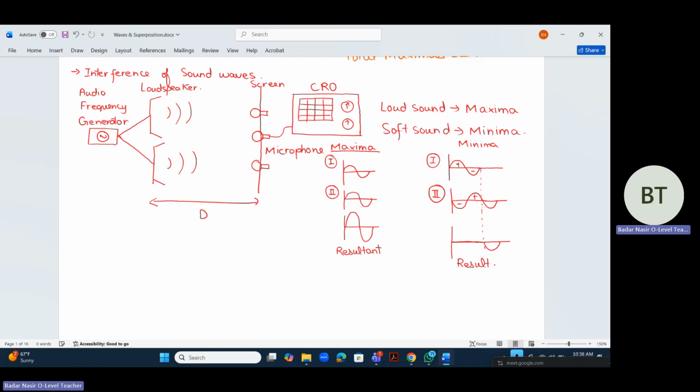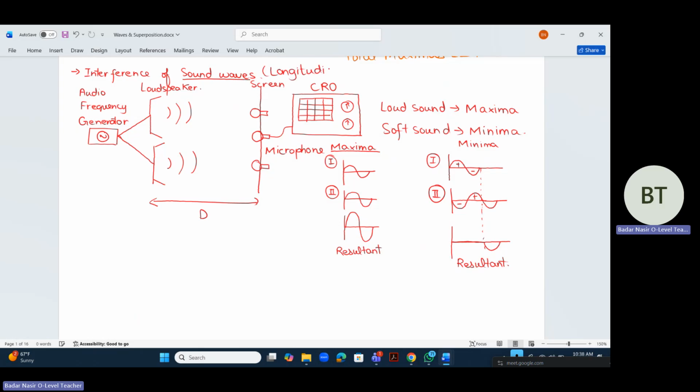Okay, so basically ये जो graph है, these graphs are actually for the transverse wave, but the sound wave जो होता है, sound wave is what? Sound wave is a longitudinal wave. Okay, sound wave. So just for your representation, I have explained it in that way कि मतलब maxima या minima का actually meaning क्या है. ठीक है? So sound waves जो है, they are longitudinal waves.